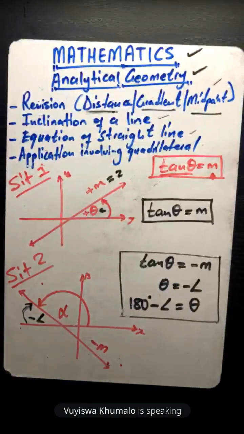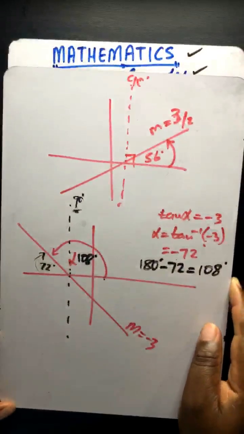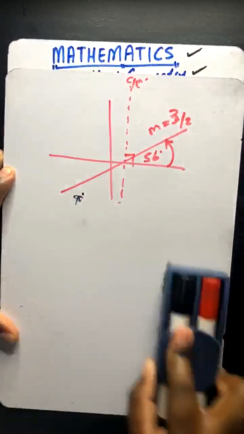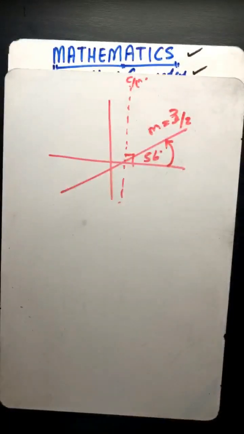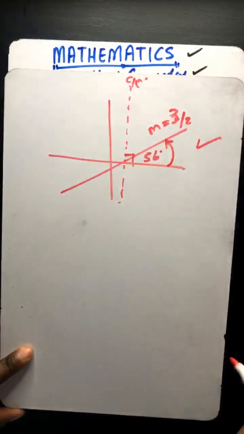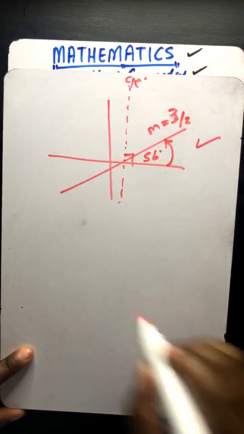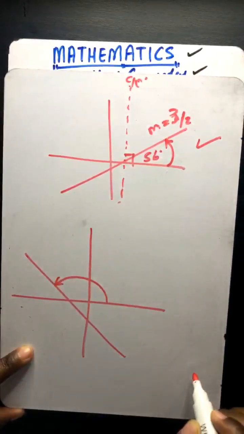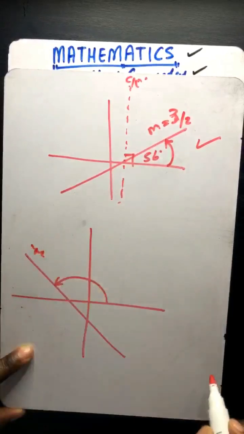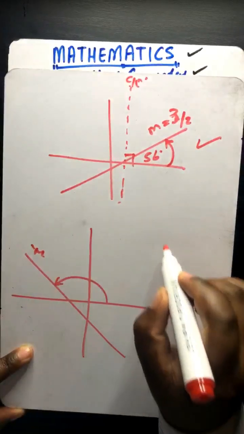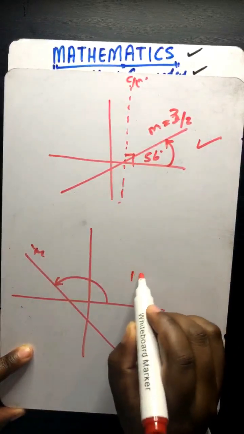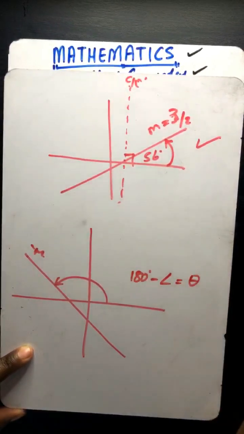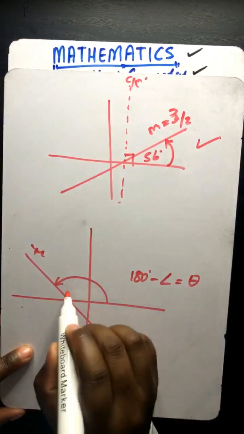Tan is equal to the negative gradient. Okay, very quickly, I will just explain that one. Unlike the first part which is quick, short, and straightforward, always when you have a line having a negative gradient, you are always going to get a negative angle. And then lastly, you're going to say 180 degrees minus whatever angle that you got. It's going to give you your angle of inclination.